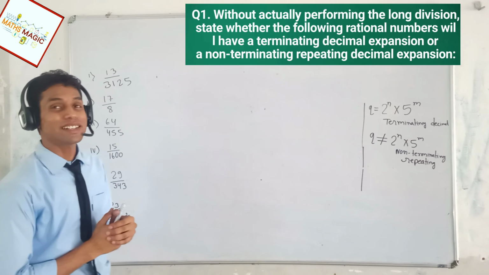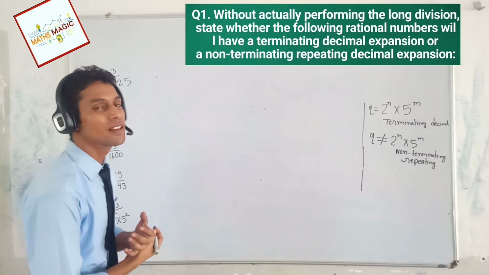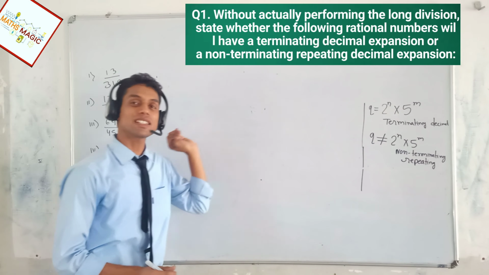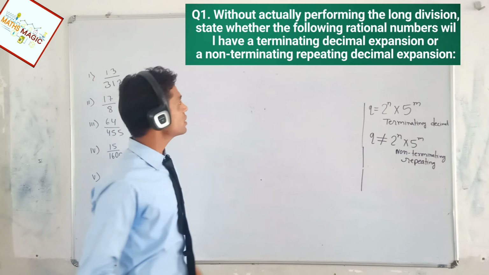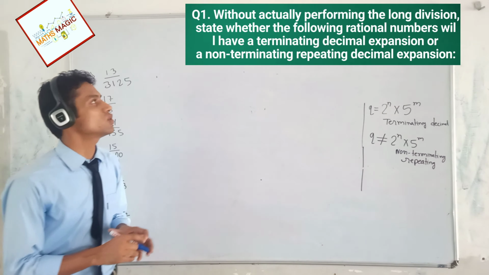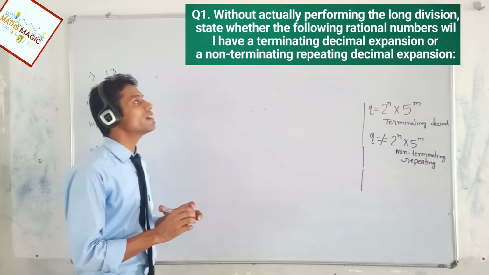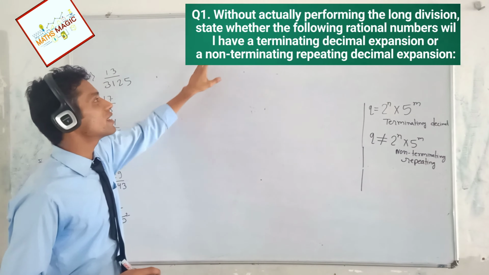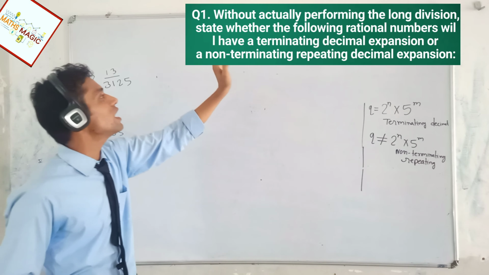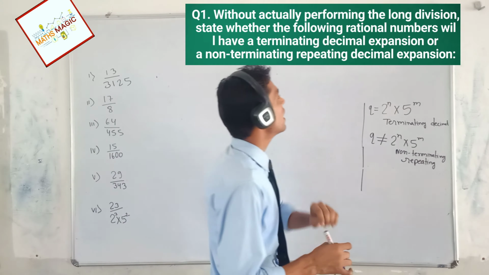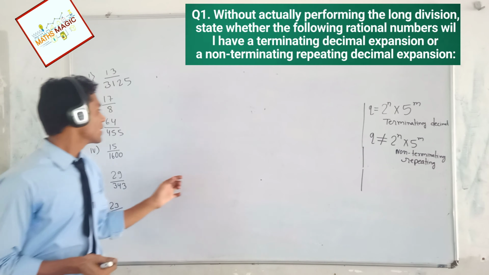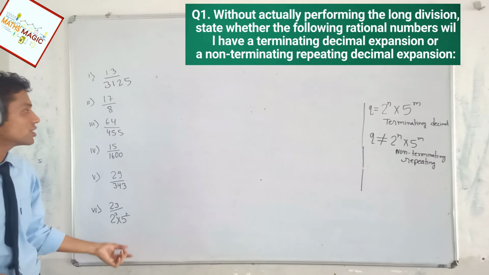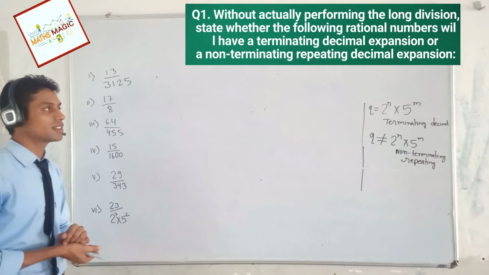So in our NCERT series, today we are going to solve from chapter 1, the last exercise 1.4, question number 1. The question is: without actually performing the long division, state whether the following rational number will have a terminating decimal expansion or non-terminating. Here a total of 9 questions are given and I have written 6 of them.